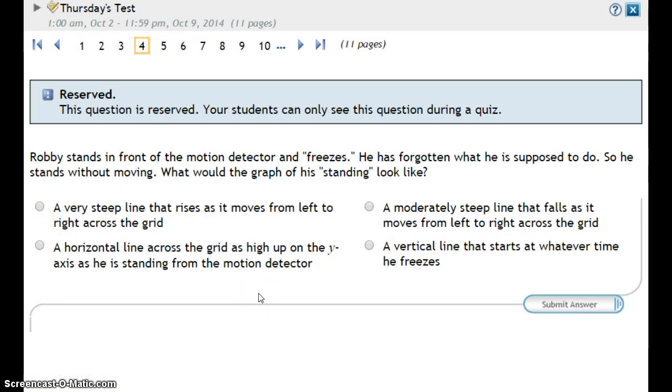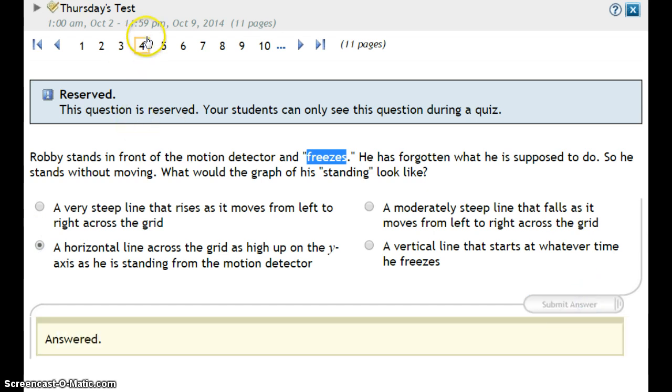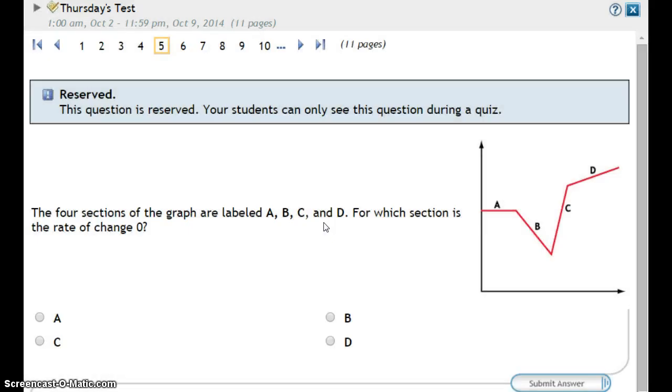Next question, Robbie stands in front of the motion detector and freezes. So we know what that means is a horizontal line, a flat line. He has forgotten what he's supposed to do, so he stands without moving. How would the graph of standing look? The only thing we need to know is the word horizontal. This graph stays at the same distance, so it doesn't change. If somebody stands still, that means it's a horizontal line.